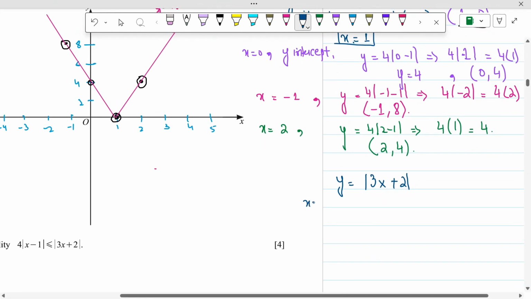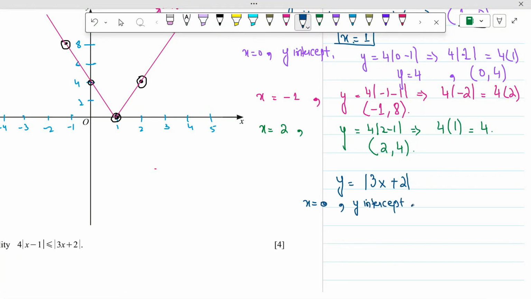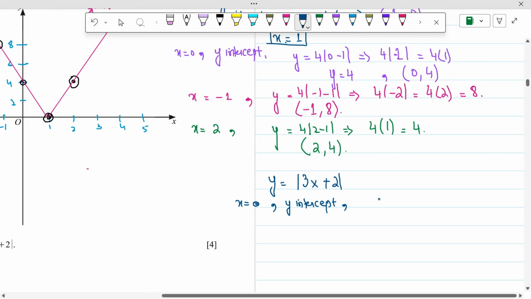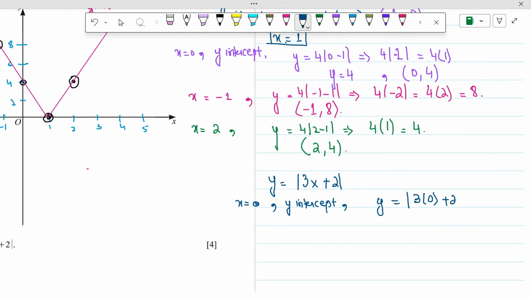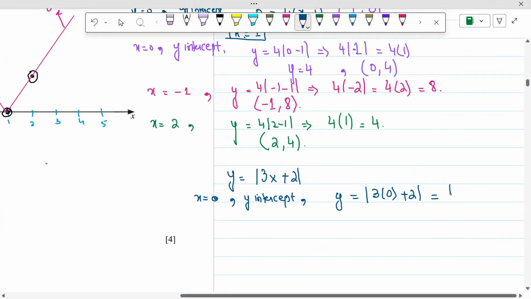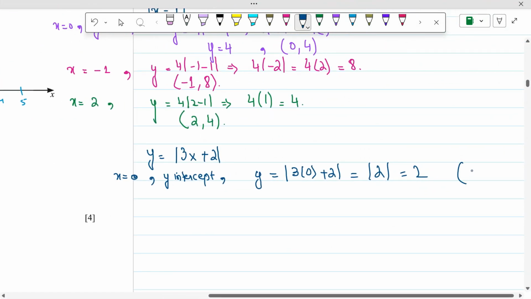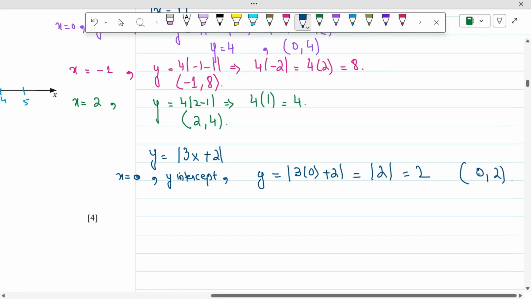When we plug x equals 0, we will have the y-intercept, which is y equals the absolute value of 3 times 0 plus 2. This is the absolute value of 2, which is equal to 2. So in this case, we have the point (0, 2).